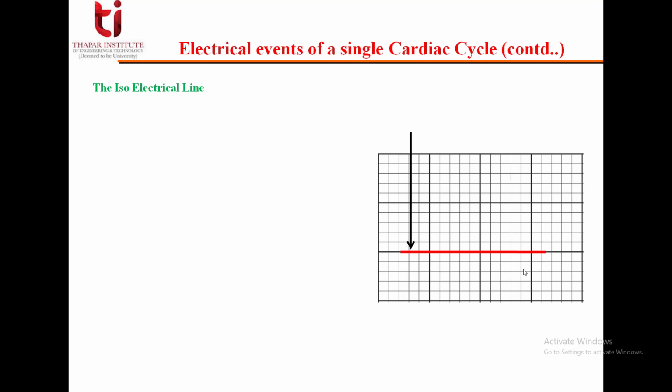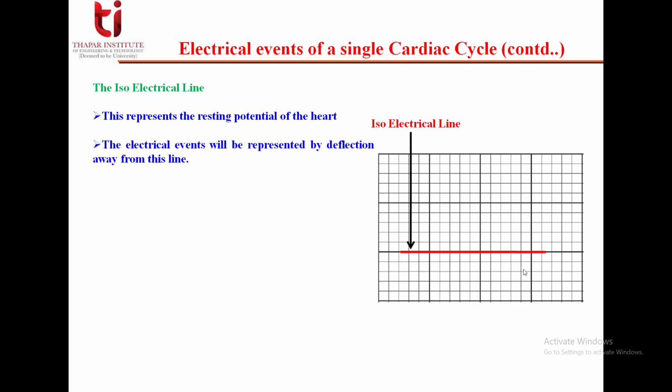Now first is the isoelectrical line. You can see this baseline is the isoelectrical line. This represents the resting potential of the heart, and any event of the cardiac cycle will be represented as a deflection away from this line. So whatever deflection is there from this line corresponds to some event which is occurring in our heart.